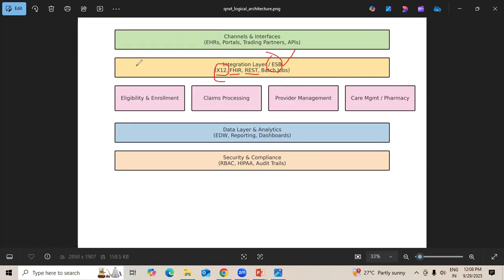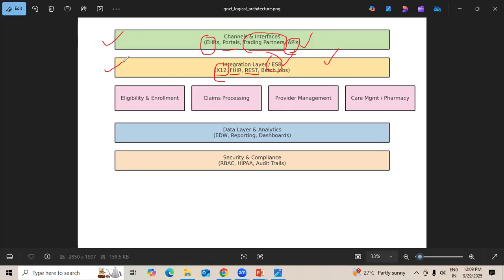As far as the channels and interfaces are concerned, to maintain electronic health records, as well as healthcare and digital portals, we must be connected to the trading partners, followed by different APIs. Everything can be used in this regard. So these are the first two layers in the architecture from the microkernel point of view that we must be knowledgeable with: first, channels and interfaces, and next, the integration layer, the ESB and all that.